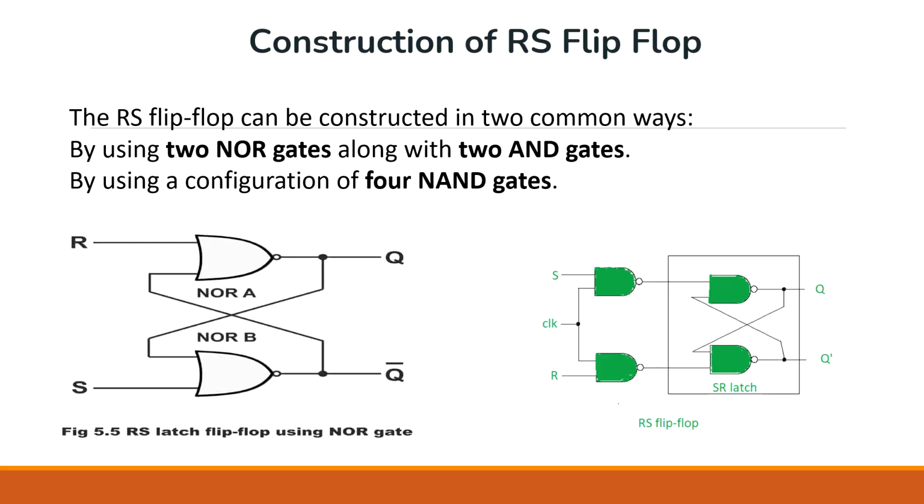Construction of RS flip-flop. The RS flip-flop can be constructed in two common ways: by using two NOR gates, and by using a configuration of four NAND gates. Figure 5.5 shows one using two NOR gates and the other using four NAND gates.